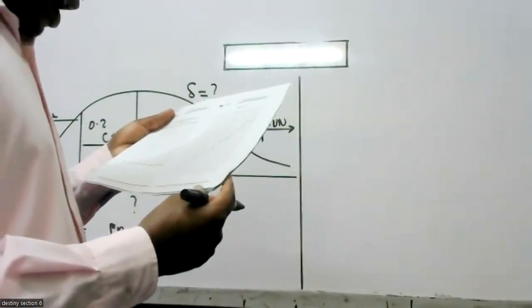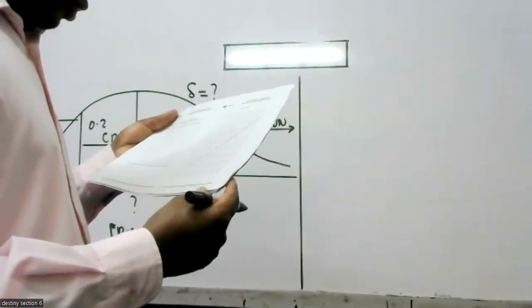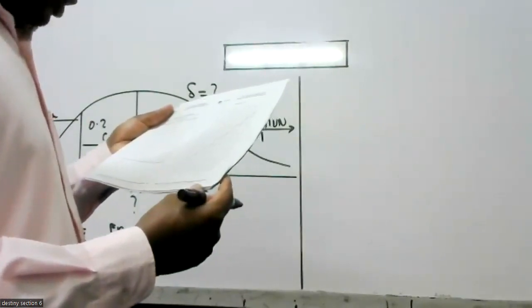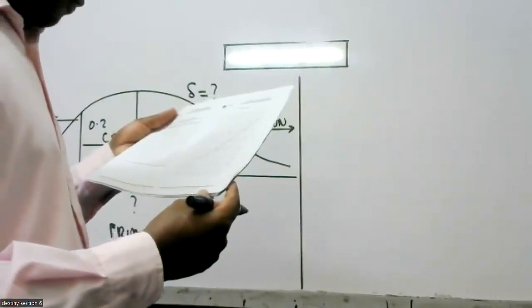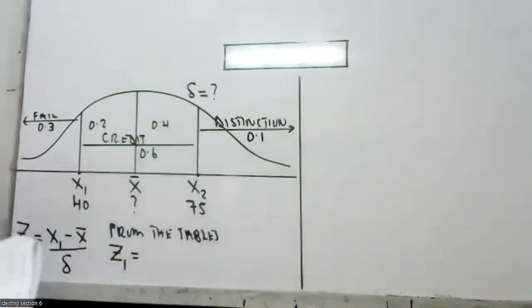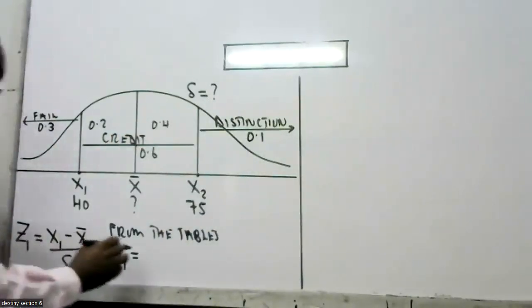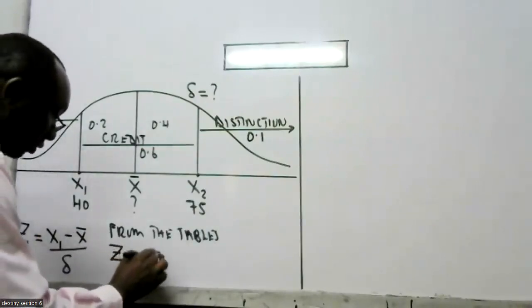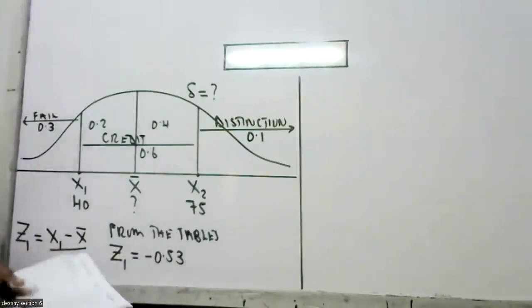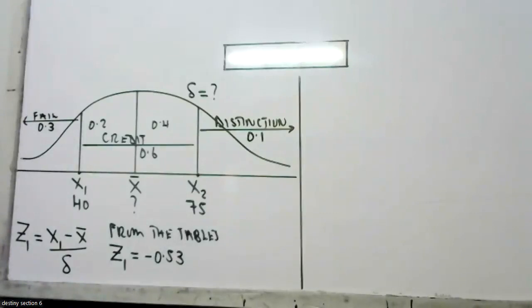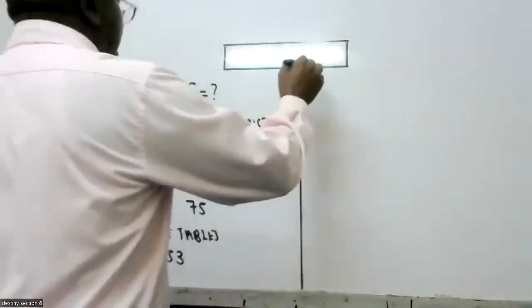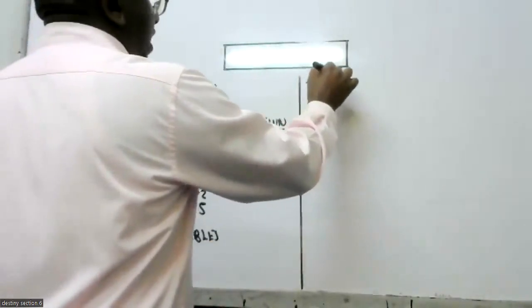I think I'm getting 0.201, which is the 0.53. And because this Z1 is on the X1 is on the lower side, it will be negative. So this is negative 0.53. Negative 0.53. So if it's negative 0.53, I proceed here and I say minus 0.53.